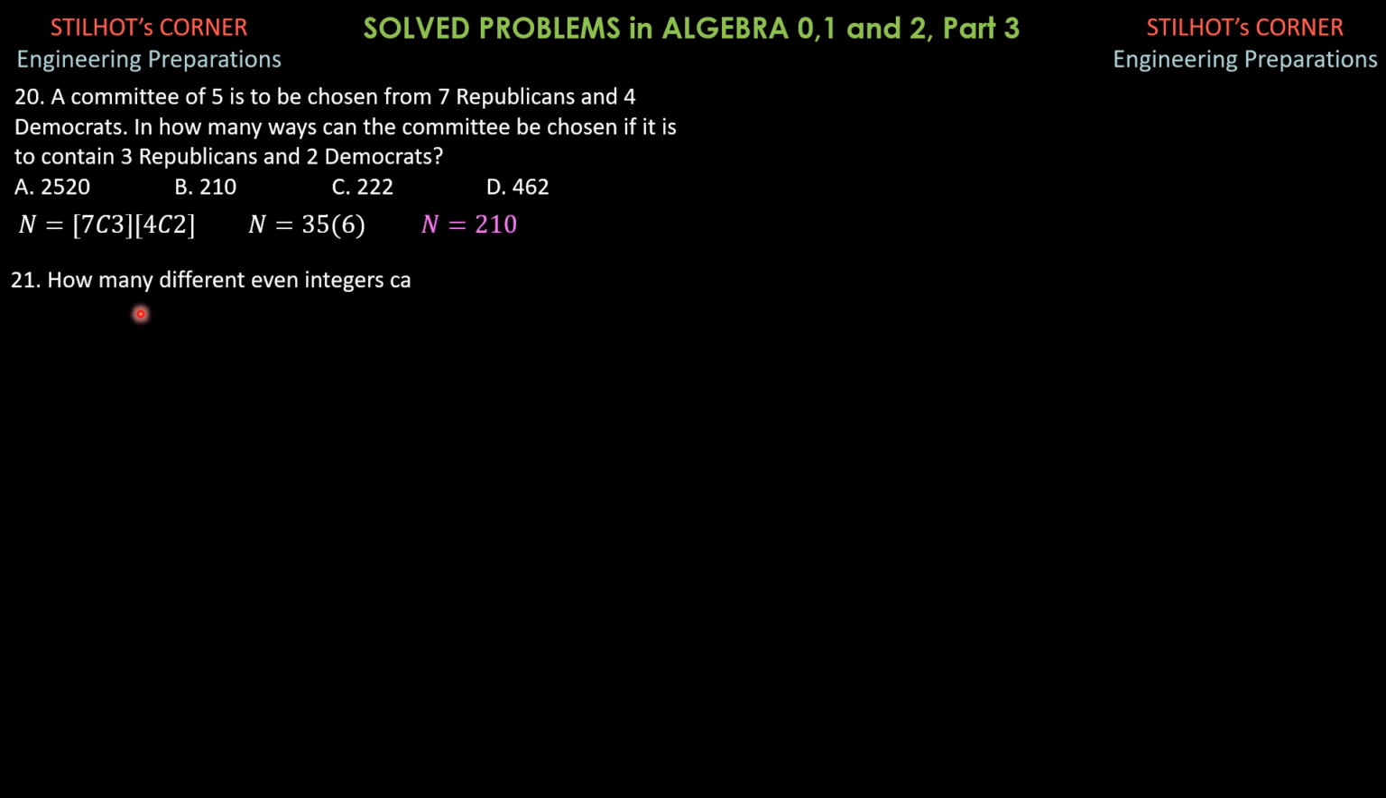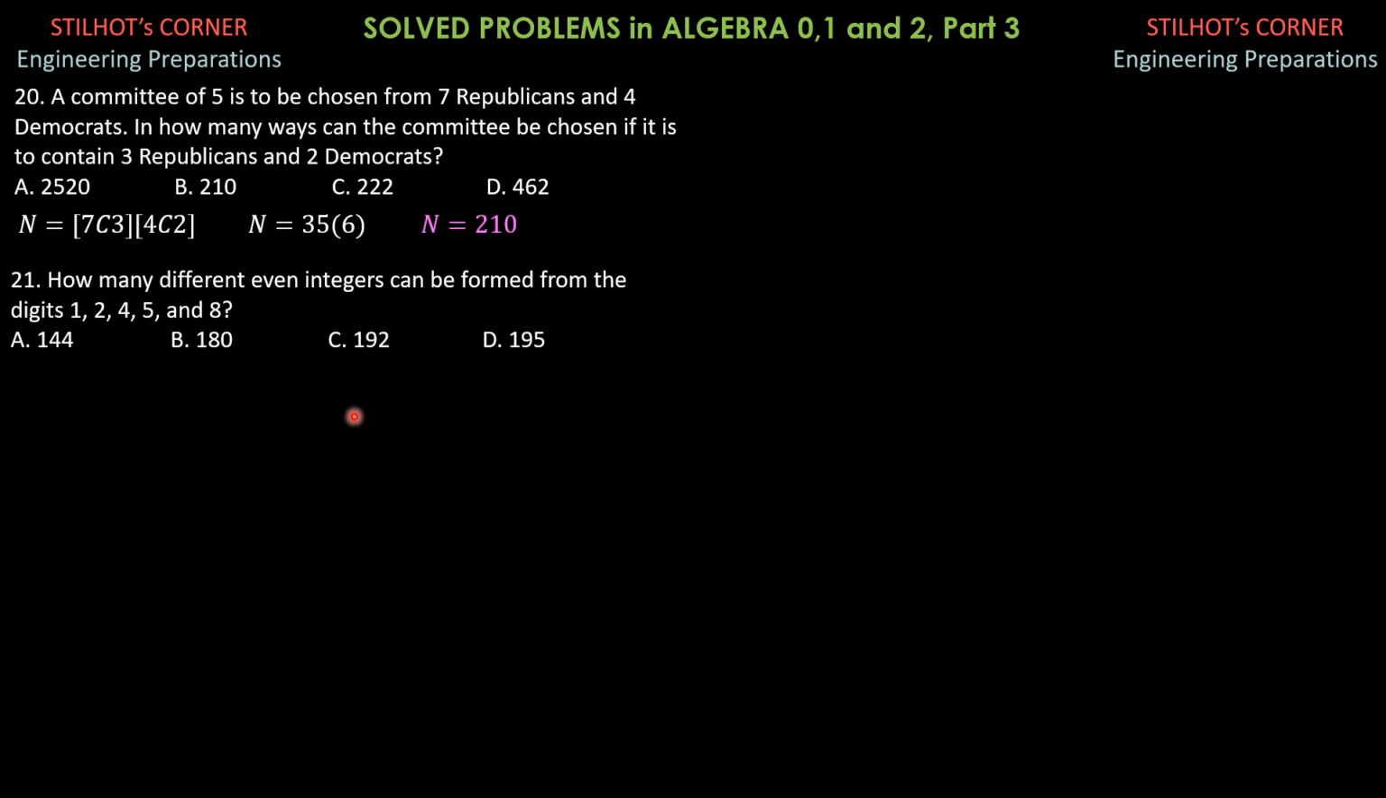Problem 21, how many different even integers can be formed from the digits 1, 2, 4, 5, and 8? So different even integers, there's no mention about the number of digits. So we have 1 digit, 2 digits, 3 digits, 4 digits, 5 digits. There are 5 digits given.